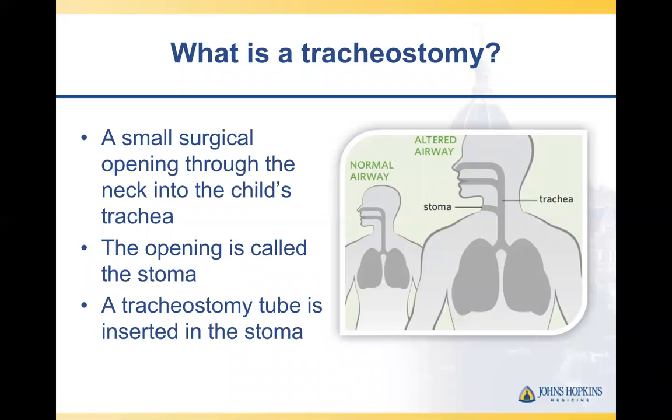A tracheostomy is a small surgical opening that is made in the neck and leads to the child's trachea. The opening is called the stoma. A tracheostomy tube is inserted into the stoma to aid with breathing.